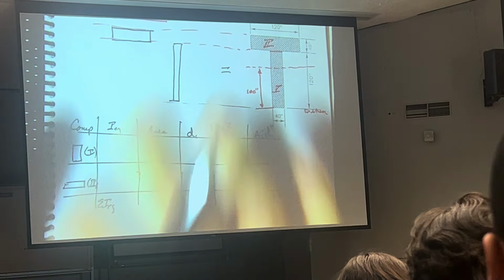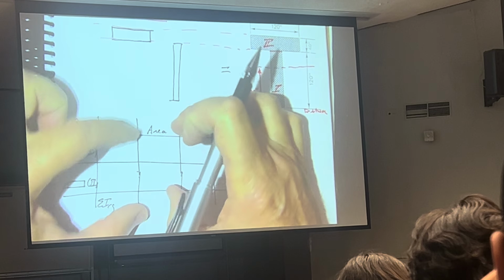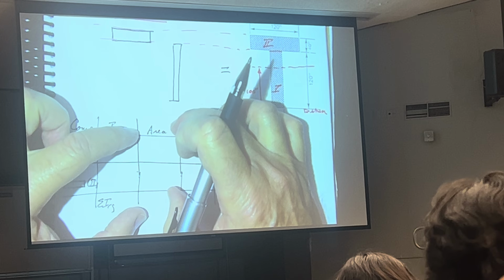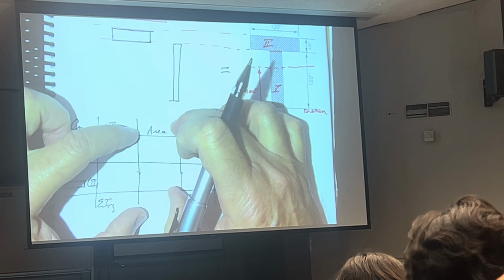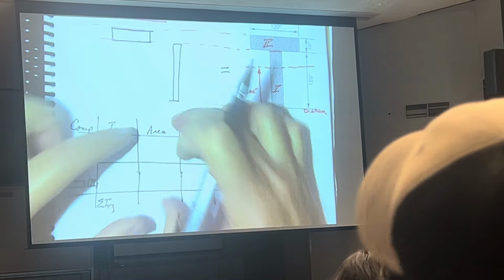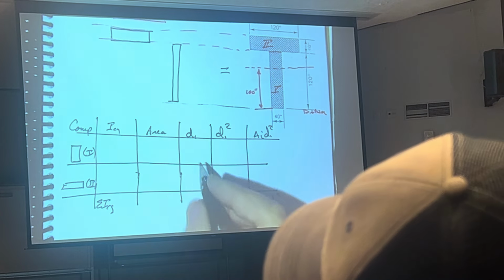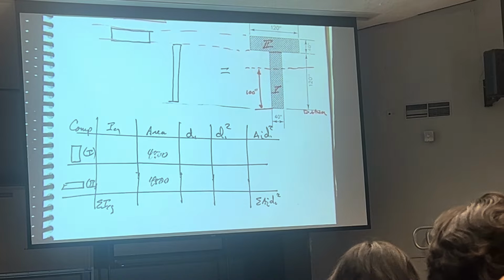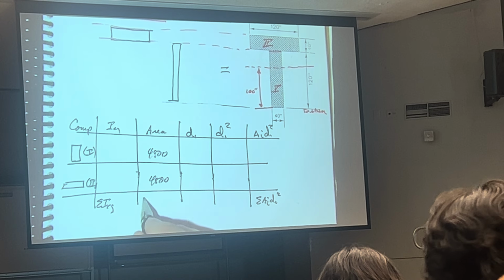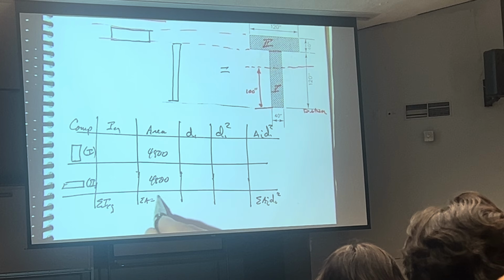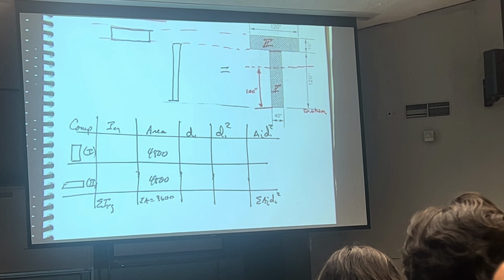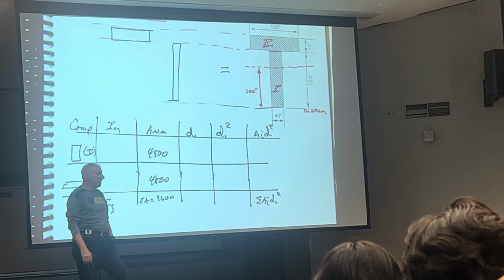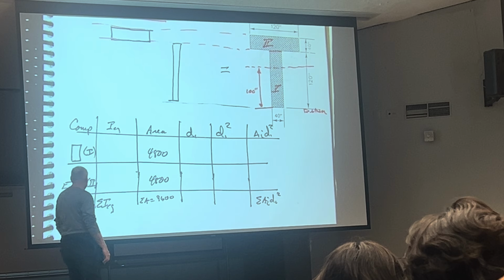Now, from the centroid, we calculated the areas. Copy paste. You love to copy paste. You don't go a day in your life without copy pasting. Right? Copy paste. So we found this area to be 4,800, 4,800, for a total here of 9,600. That's what we found from the centroid. Now I don't really need to find that summation, but I put it in there so you can see it.